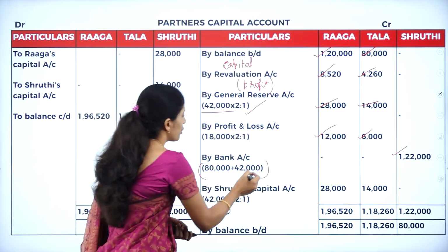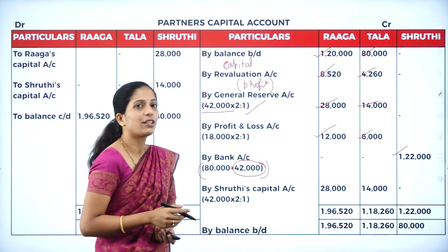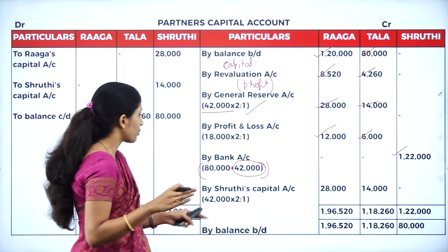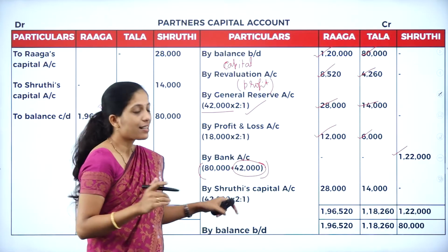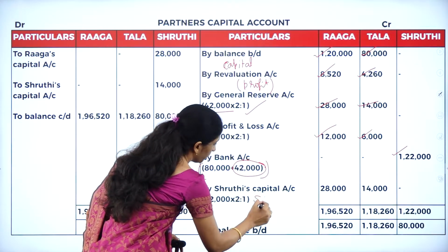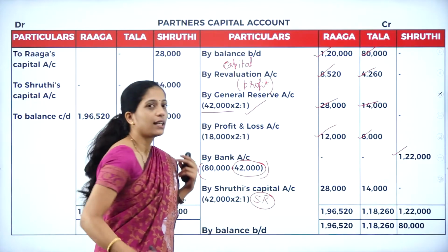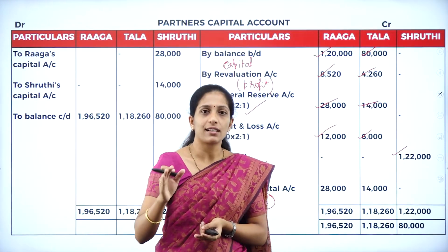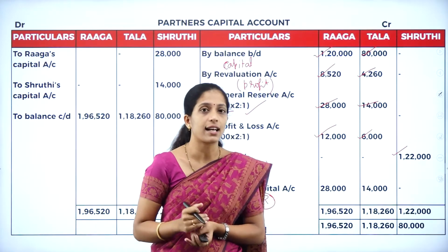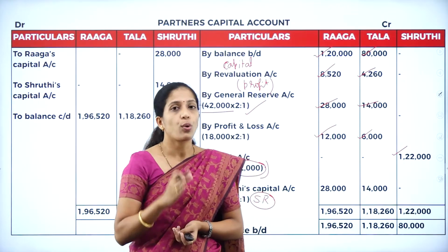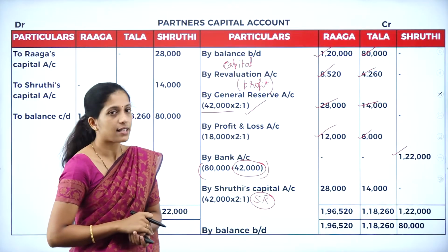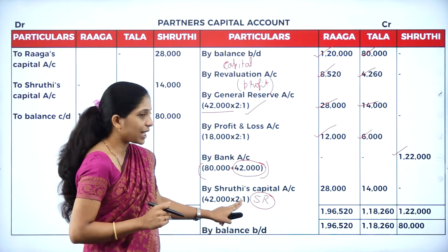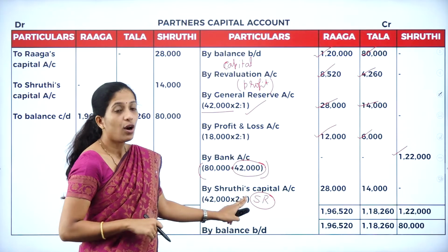Now, you have to distribute the goodwill which is bought by the new partner. So, how much goodwill is bought by the new partner? 42,000. Distribute that goodwill in sacrifice ratio. Now, in this question, we have only the old ratio. We don't have any other information. So, we cannot calculate the sacrifice ratio. So, the old ratio itself is considered as sacrifice ratio here. So, distribute this goodwill, 42,000 into 2:1. It is the old ratio.